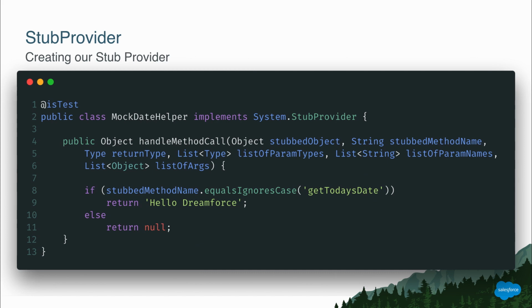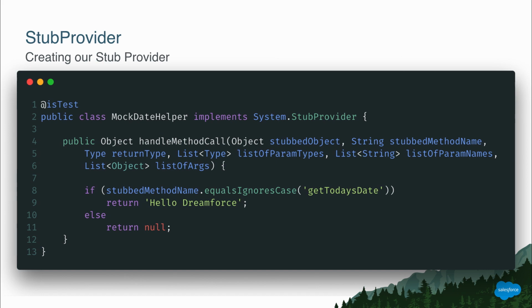Why? Because I don't want a Cinderella test that breaks when my date changes. I want to control what output comes from my stub so that I always know what to expect in my unit test. Okay? So it's not Dreamforce, but it's always going to return Dreamforce. I can always count on that. And otherwise, if it's some other method that I haven't handled, I'm going to return null.